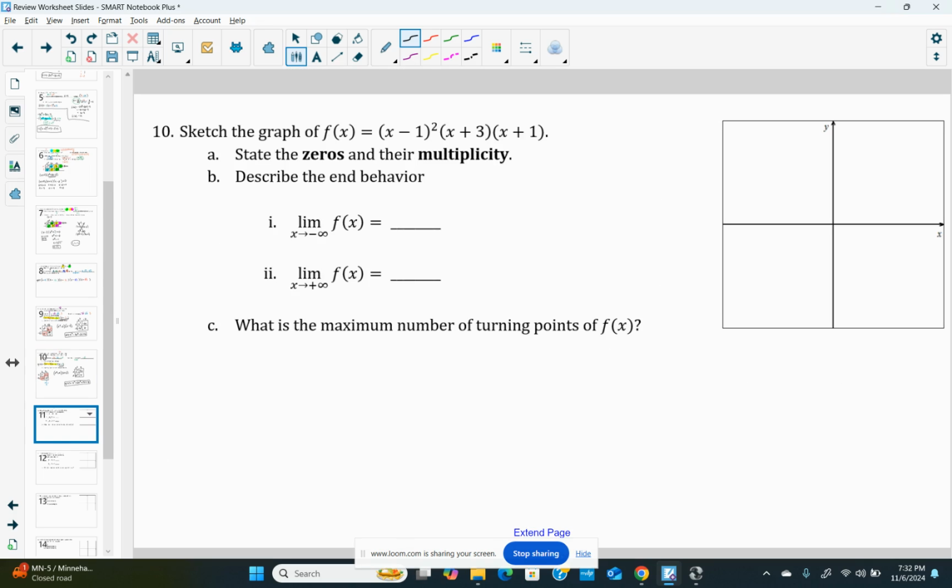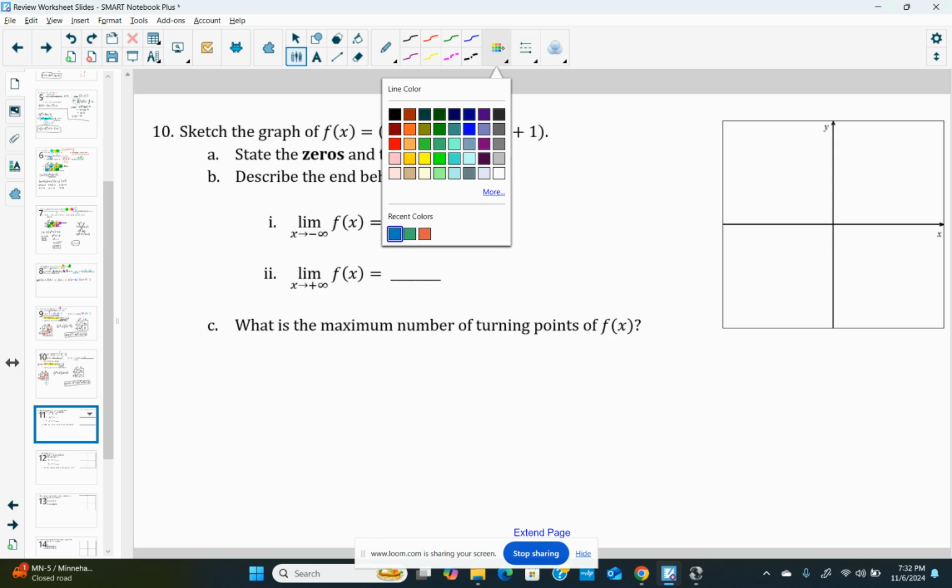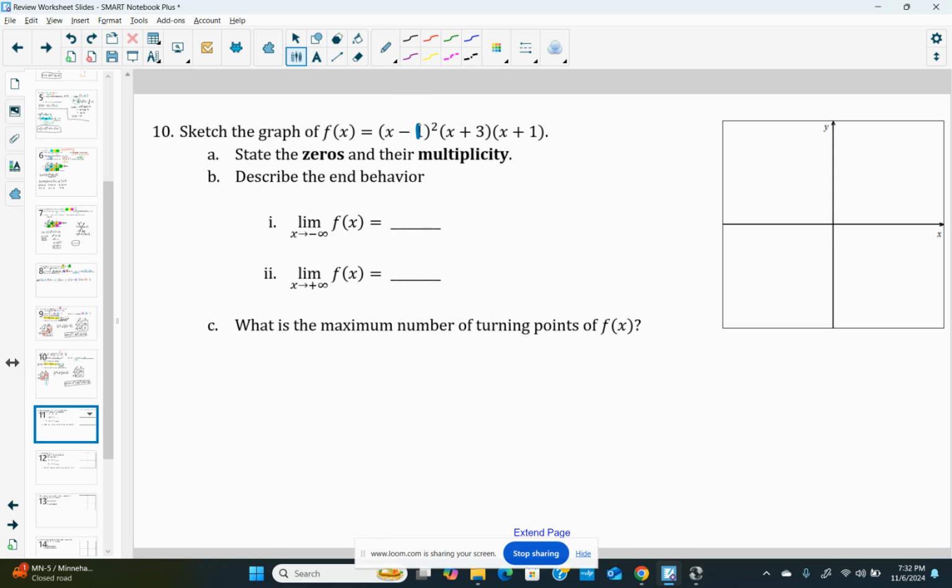Number 10 wants us to sketch the graph of this function. So we should state the zeros and their multiplicity and then describe the end behavior. So the zeros, remember, come from these factors, okay? So if the factor is x minus 1, the zero is 1. And then this one is there twice. So this one has a multiplicity of 2.